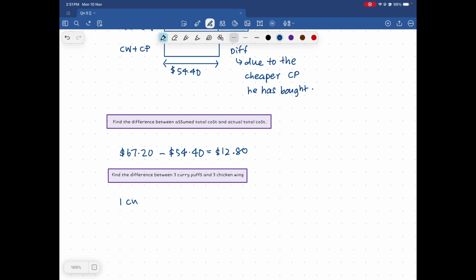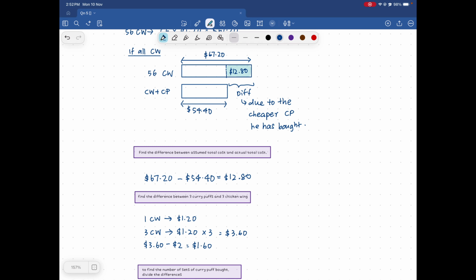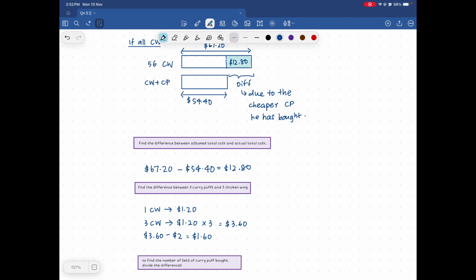So 1 chicken wing is $1.20. 3 chicken wings will be 1.20 times 3, which is $3.60. And since one set of 3 curry puffs costs $2, I'll find the difference by taking $3.60 minus $2, which equals $1.60. So now I know that the difference in a set of 3 chicken wings and 3 curry puffs is $1.60. I want to find out how many sets of $1.60 made up this difference.